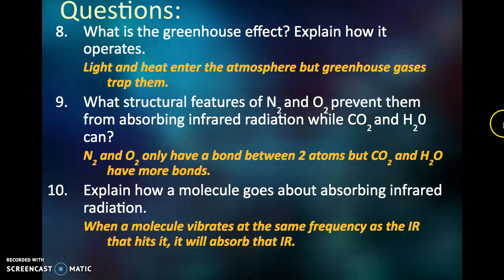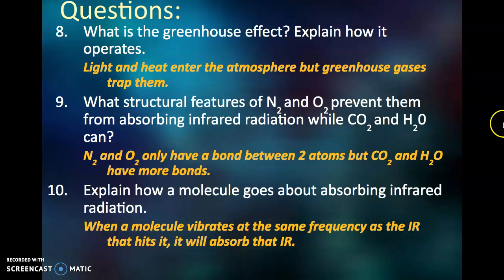Okay, what is the greenhouse effect? How does it operate? Basically, light and heat are entering the atmosphere, but greenhouse gases trap them. Why are greenhouse gases so good at absorbing sunlight? It's because they have more ways to vibrate.